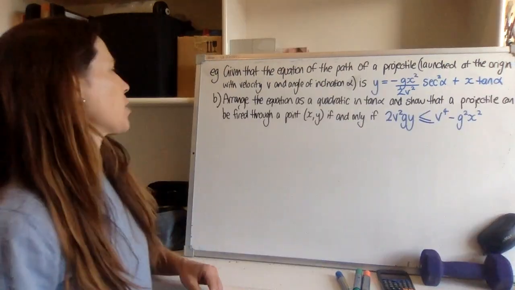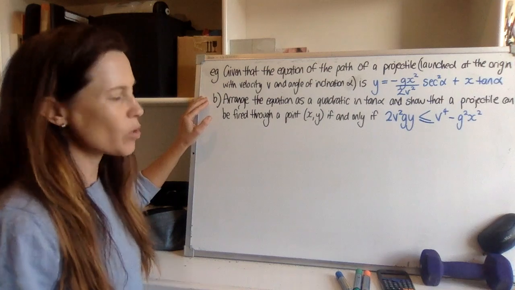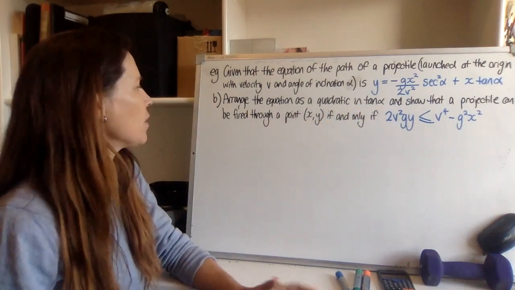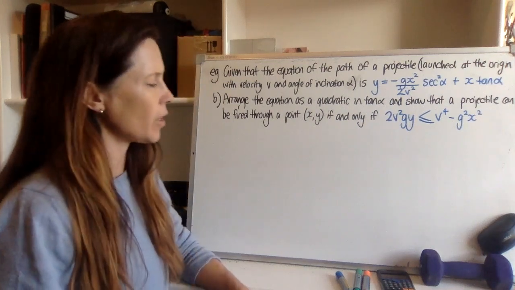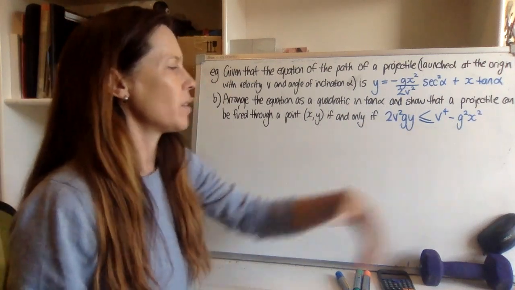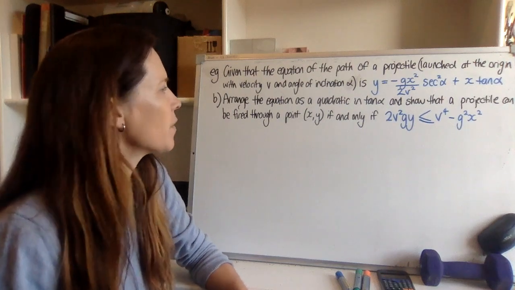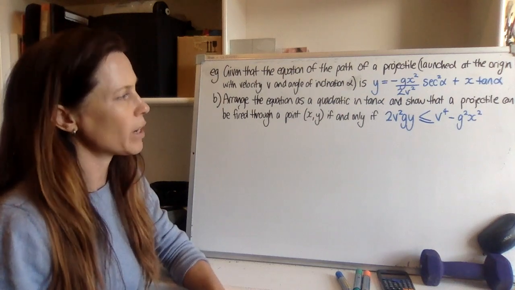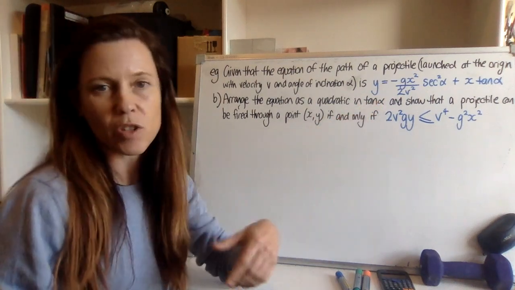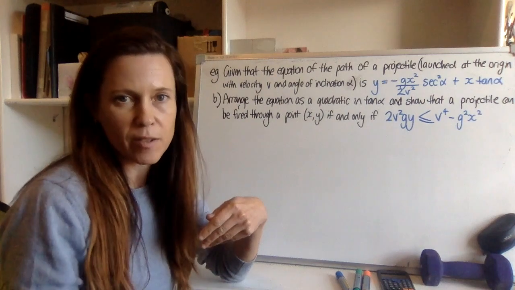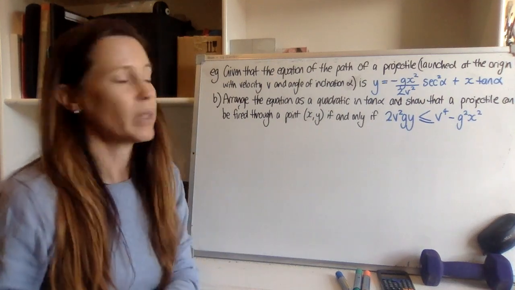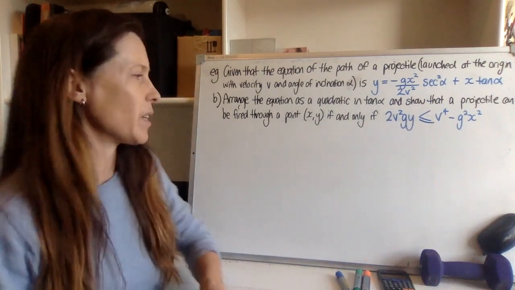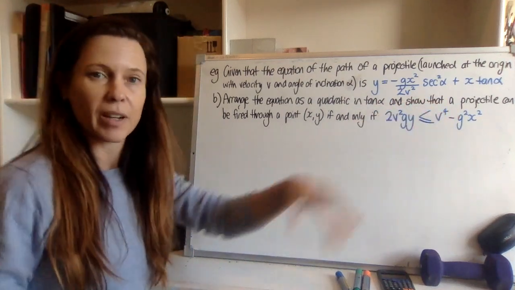All right, the second part of our question now: arrange the equation as a quadratic in tan alpha and show that a projectile can be fired through a point xy if and only if this inequation is satisfied. Okay, so to make our equation of the path into a quadratic in tan alpha, we need to get it in terms of tan squared alpha, tan alpha, and some numbers, and get it all equaling 0. Then we can look at what tan alpha could possibly be, and hopefully we can come up with something like this. This is our finish line, so we keep an eye on that as we go.